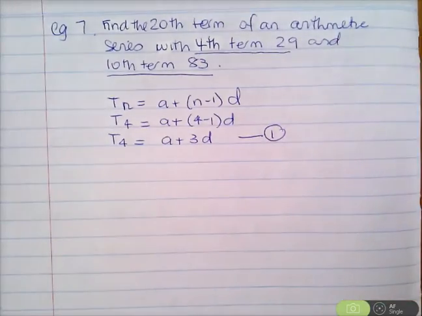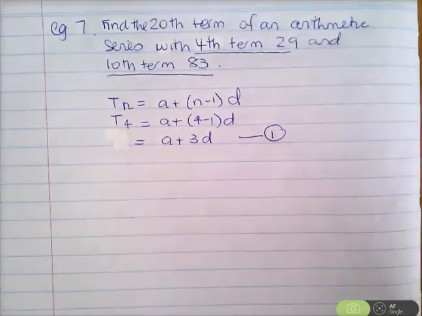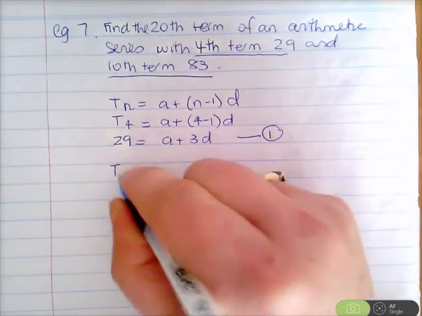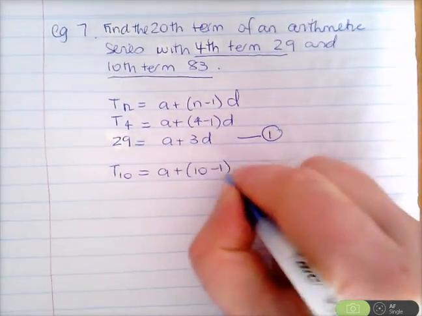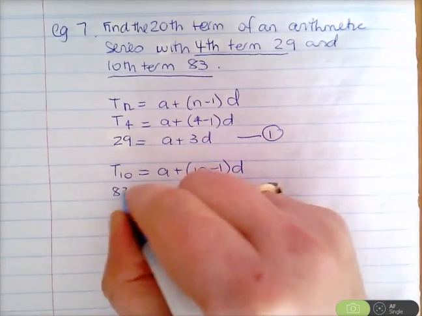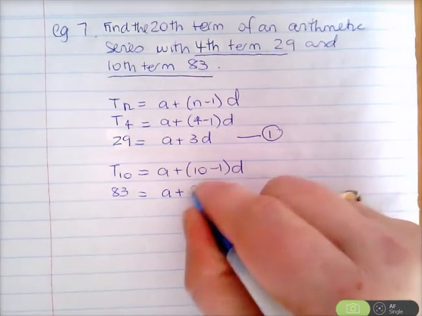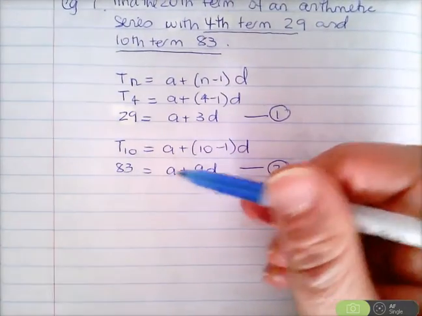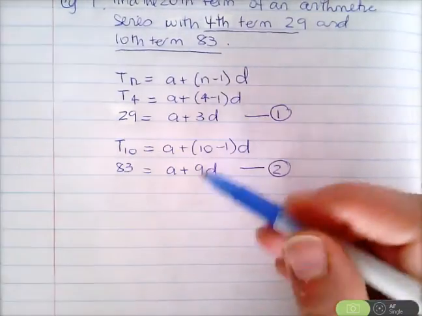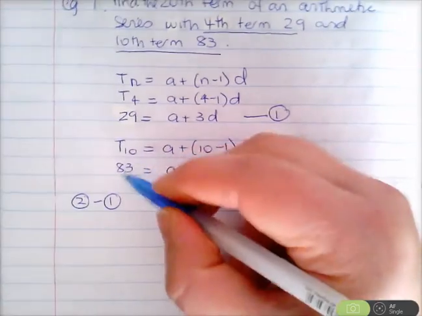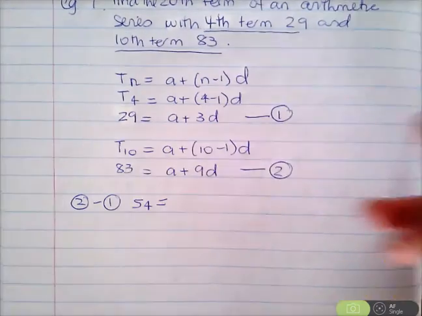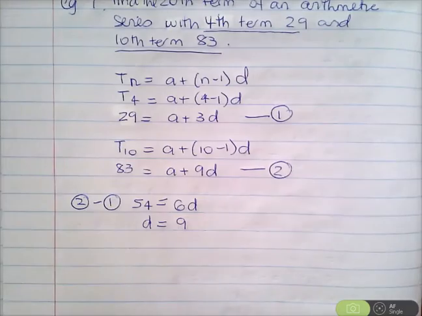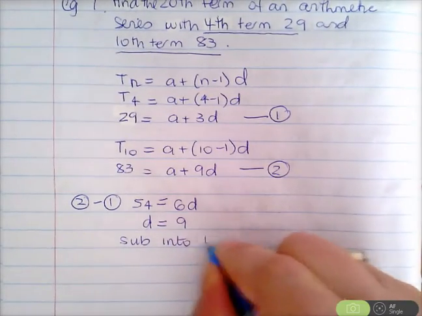And we also know that the 4th term is 29, so 29 equals a plus 3d. We know that the 10th term, T10, will be a plus (10 minus 1)d, and that 10th term is 83, so 83 equals a plus 9d. So we've got equation 1 and equation 2. We're going to solve simultaneously. If we do equation 2 minus 1, you avoid negatives, we get 83 minus 29, which is 54, a minus a is 0, and 9d minus 3d is 6d, so therefore d is 9.